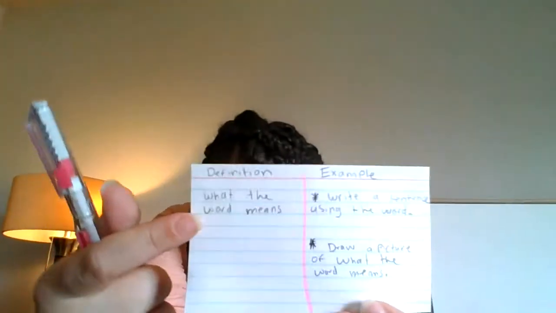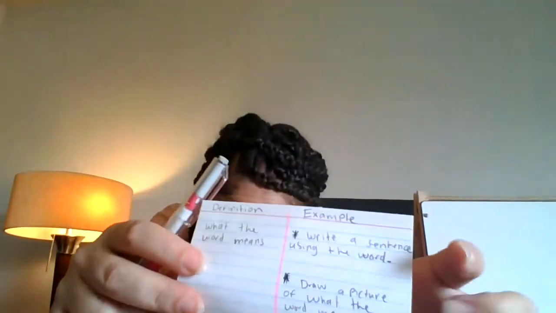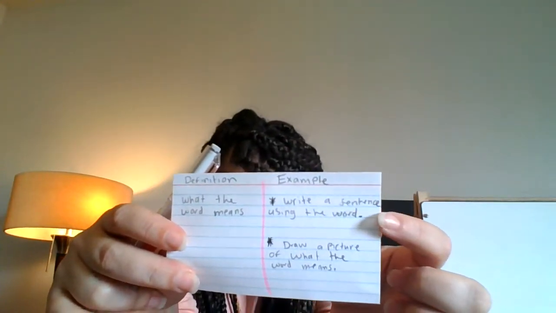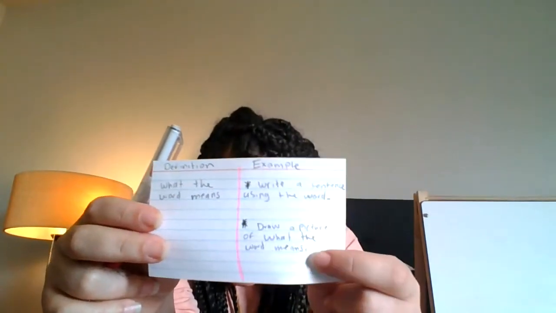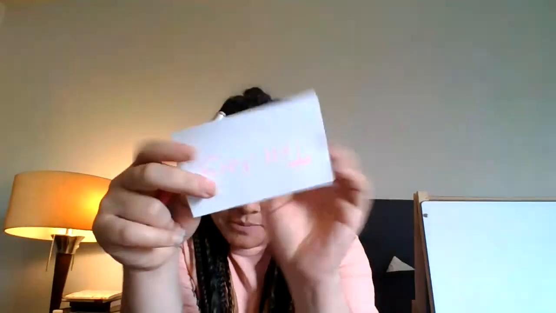And I always encourage my students, if you're going to draw a picture, add labels. So, little words with arrows pointing to certain parts of your picture so that you can go back and understand what you were doing. Because sometimes when you're drawing a picture to help you understand your learning, you might forget what you were doing at that time. So labels help. I didn't write out the actual definition because I want the kids to do that. But I wrote down you need to write a sentence using the word. Sorry, it's hard to read backwards. And then draw a picture of what the word means. Okay? And then you have your word territory.